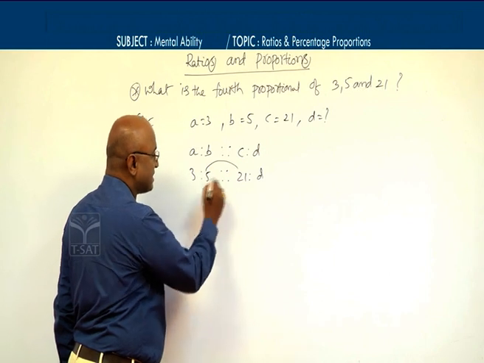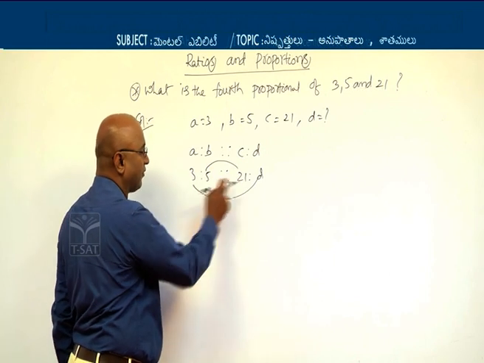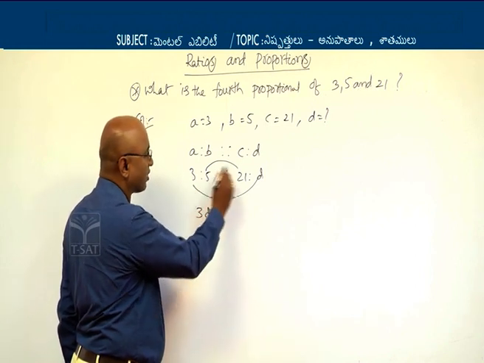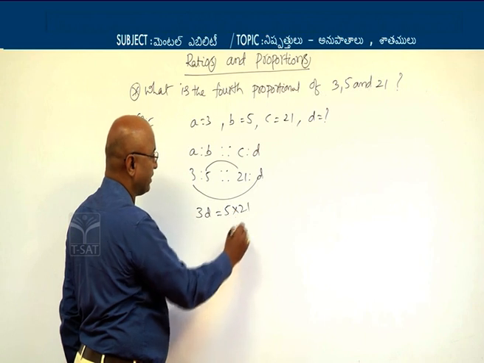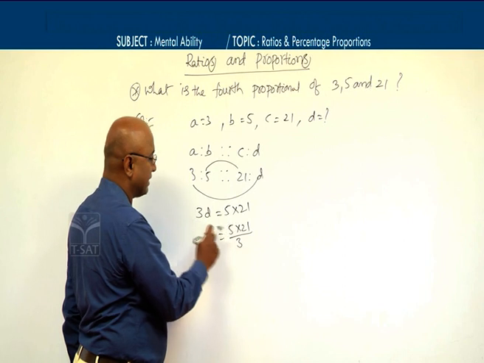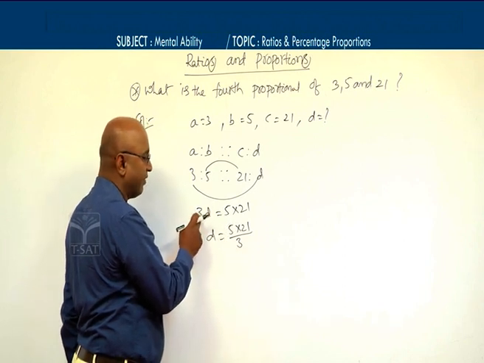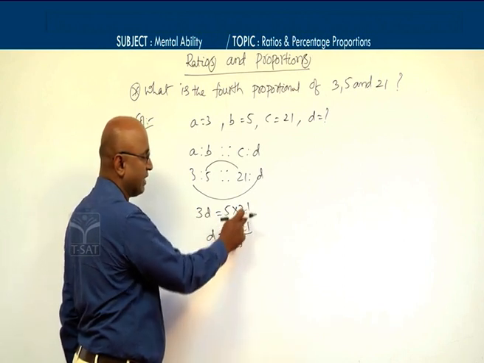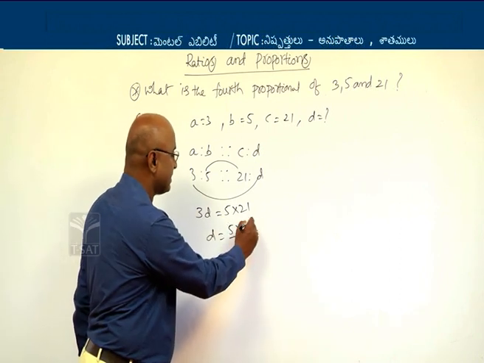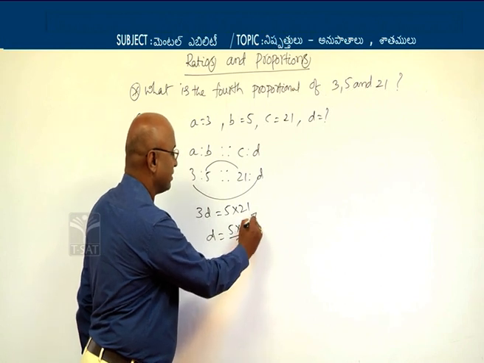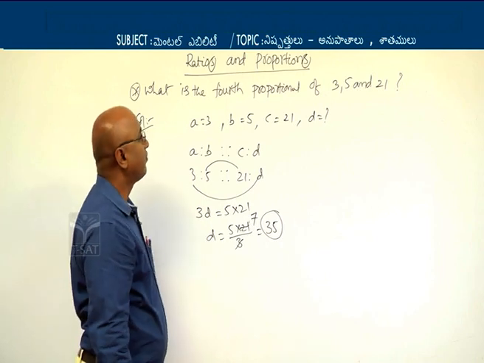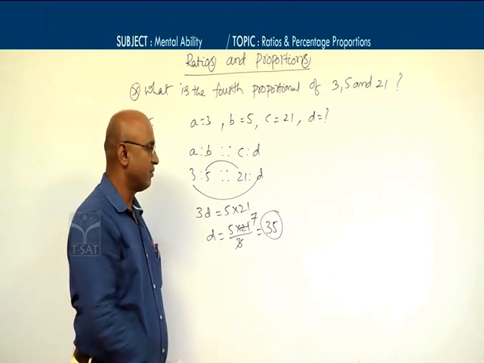Now the product of means is equal to 5 into 21 and the product of extremes is equal to 3 into D. Therefore, the product of extremes is equal to the product of means, that is 5 into 21. D is equal to 5 into 21 by 3. Here 3 is multiplying D. When it goes to the opposite side, it divides that value. That is why D is equal to 5 into 21 by 3. That is 3 ones are 3, 3 sevens are 21, and 7 fives are 35. So the fourth proportional of 3, 5 and 21 is 35.